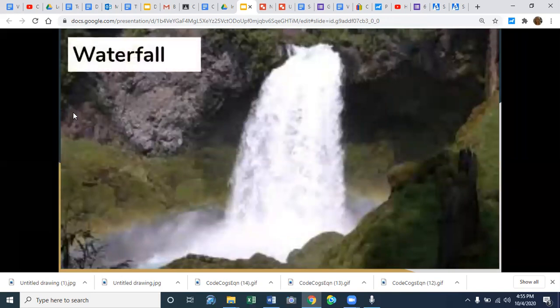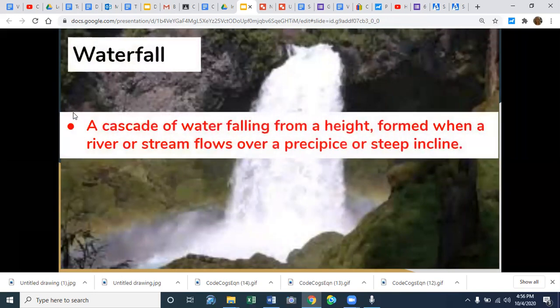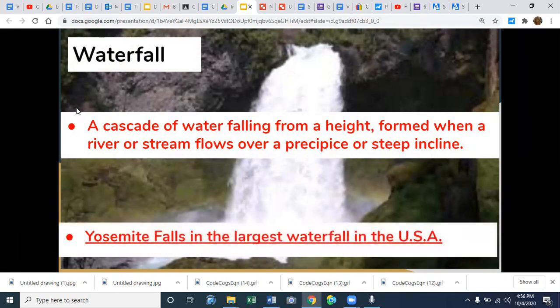This is the last landform. This is a waterfall. A cascade of water falling from a height, formed when a river or stream flows over a precipice or steep incline. Yosemite Falls is the largest waterfall in the United States of America. Maybe you've been there.